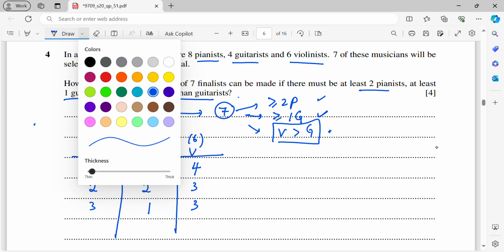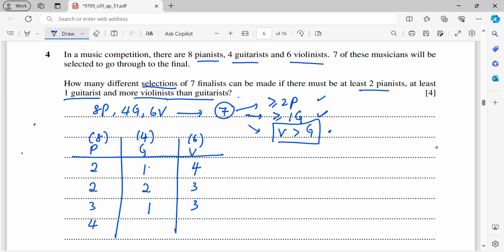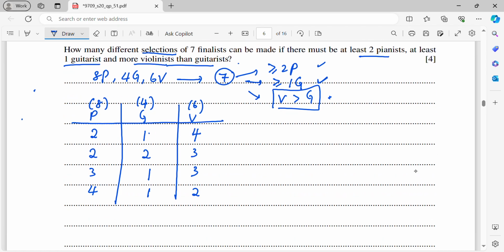Okay, therefore I move on to 4P. So when here 4P, remember minimum 1G. So 4 plus 1 is 5. 5 plus another 2 is 7. At the same time, V is greater than G now. So there is no more combination because if you consider here 4, 2. 4 plus 2 is 6. Then this is 1. So V is less than G. That means it's not acceptable.